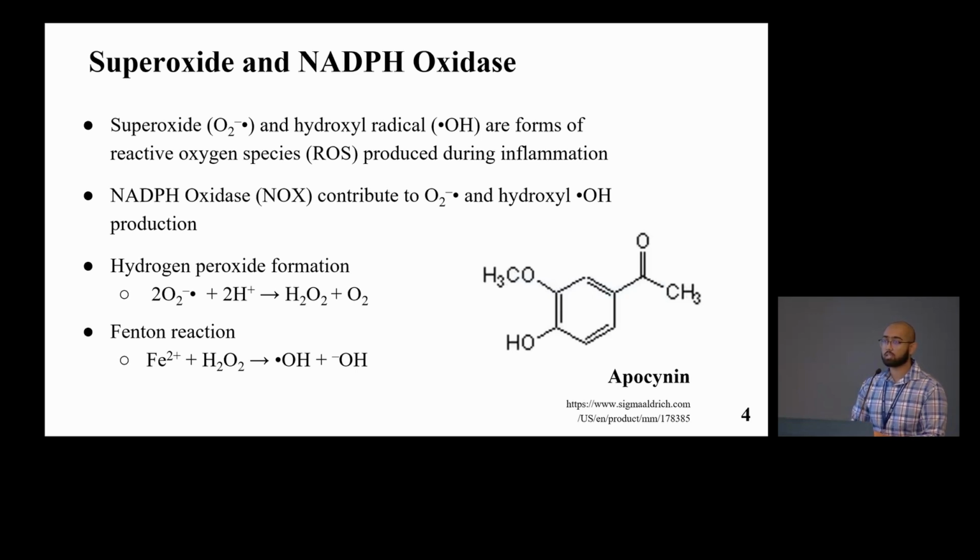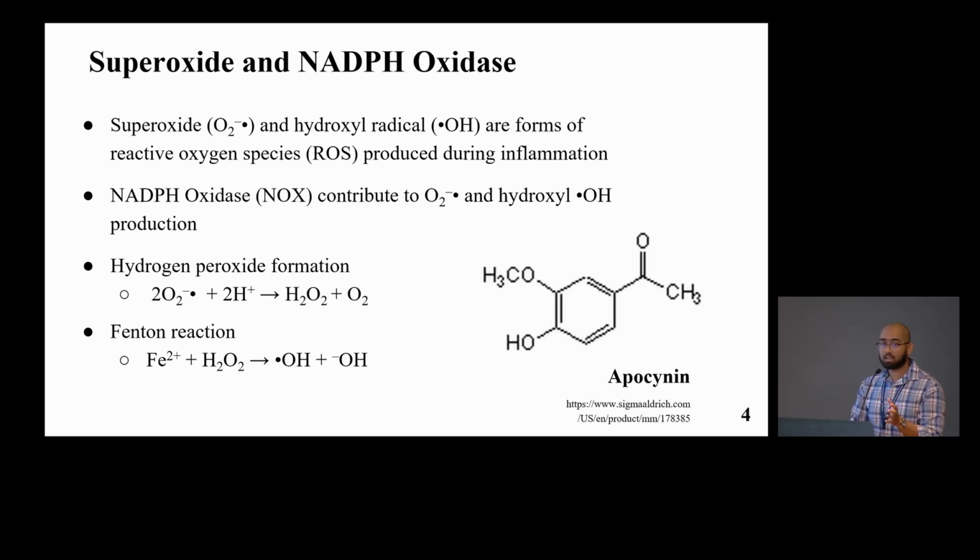Superoxide is a form of ROS that is produced by the enzyme known as NADPH oxidase, or the NOx enzyme. And superoxide has the ability to become another form of ROS, also known as the hydroxyl radical. And these are detrimental to the body, not good. And there is a known inhibitor used in the labs known as apocynin. And in this investigation, we used that.